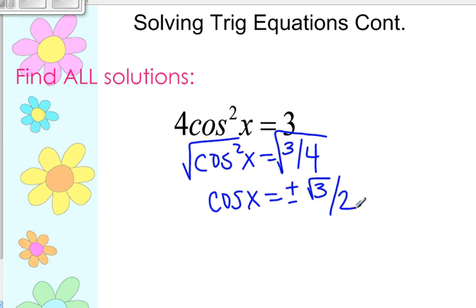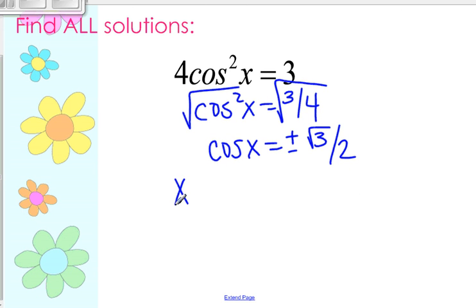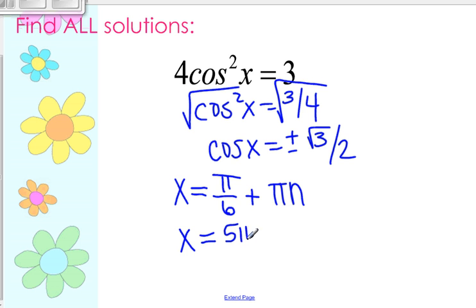Okay, so again, we're getting all 4 values here on the unit circle because it's positive and negative. And the period of cosine is normally 2 pi. But if we are getting all 4 values on the unit circle, instead of adding 2 pi to this, we're only going to add pi because we want to hit all of those values without having to write them out 4 times. So x is going to be pi over 6 plus pi n, and x is going to be 5 pi over 6 plus pi n.